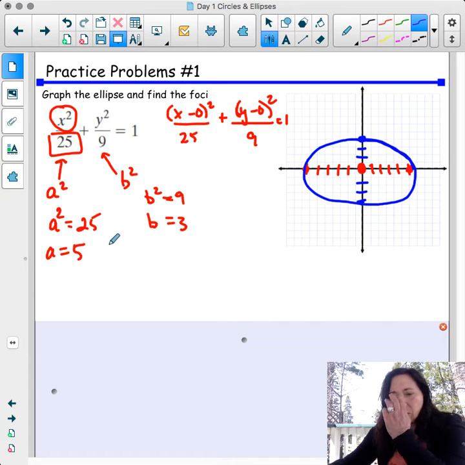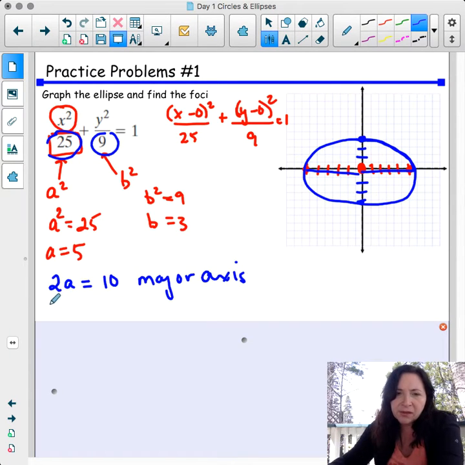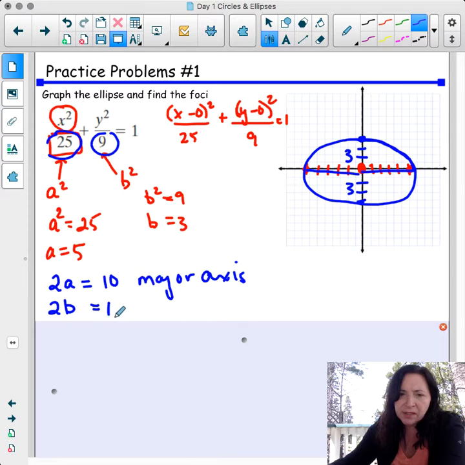In addition to that, you're going to be responsible for telling me what my major axis is. And because this value is larger than the 9, this value is my major axis. So that means that 2a, if this is 5 and this is 5, then 2 of that is going to equal my major axis. So my major axis is 10. In addition to that, my minor axis is going to be 2b, and if this is 3 and this is 3, then 2 of those, that's 6, and that's my minor axis.